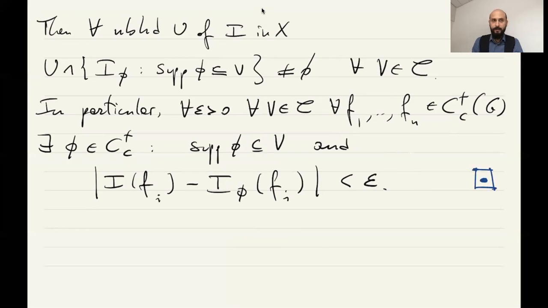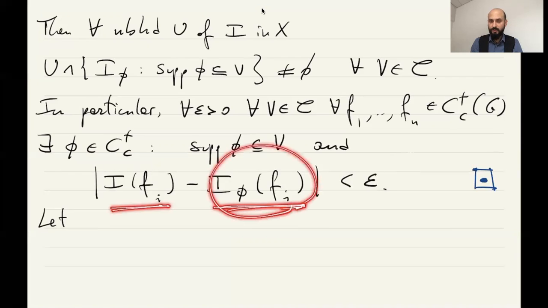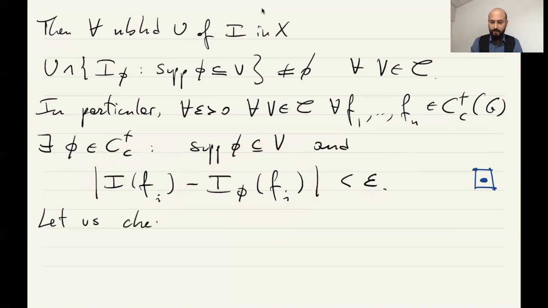Okay, let's give a symbol to this equation. Very good. Okay, so let's check. It means I is very close to one of the operators that we want. Now, since this is almost linear, we will prove that this is almost linear for all epsilon, and therefore it's linear. So let's check that I is linear.